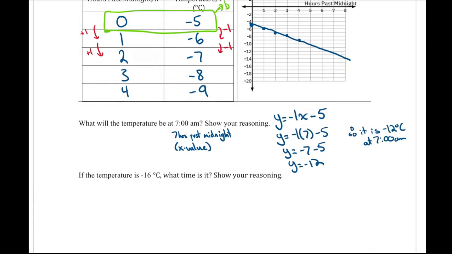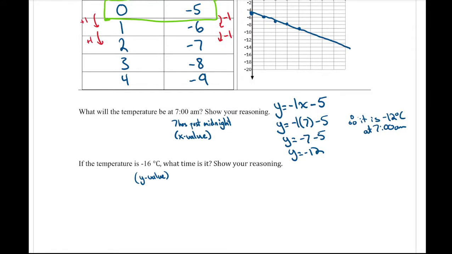The second question is, if the temperature is negative 16 degrees Celsius, what time is it? Show your reasoning. So this value here is the y value. So you could plug the y value into your equation and solve, which would look something like this. Negative 16 equals negative 1x minus 5. So you may be able to go through and solve that equation for x. We haven't really talked about that too much though.